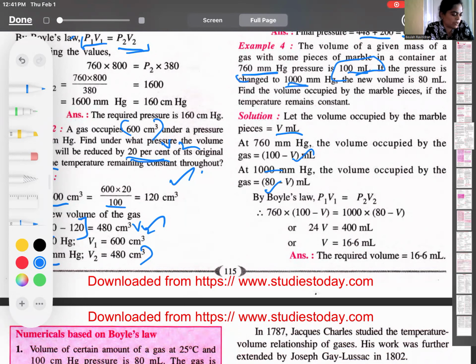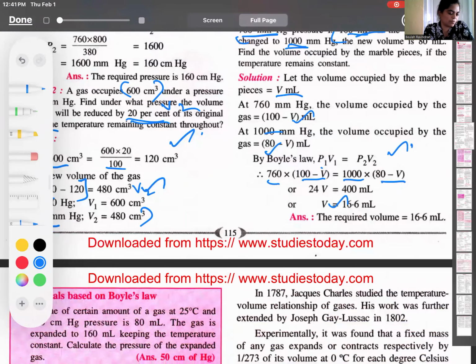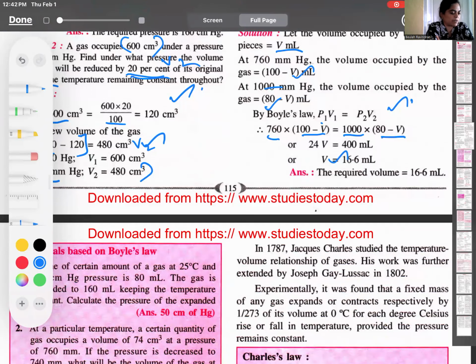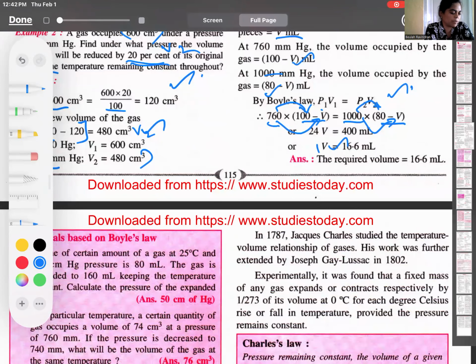So by Boyle's law, you can do this. P1 is taken as 760 and V1 is 100 minus V. P2 is taken as 1000 millimeter of mercury and V2 as 80 minus V milliliter. Then out of it, you can find the required volume. That is 16.6 milliliter. You know that, right? Bring V to the left side and the numbers to the right side, and calculate with this. So the volume will be 16.6 milliliter.